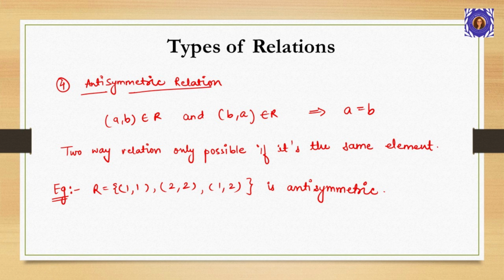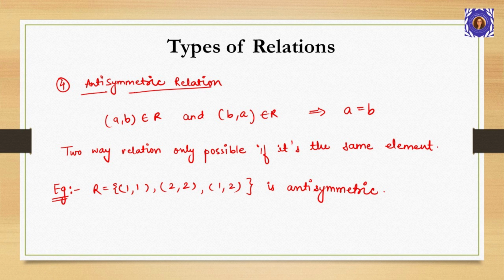Antisymmetric relations present an interesting contrast. A relation is antisymmetric if whenever both (a,b) and (b,a) are in the relation, then a must equal b. In other words, two different elements cannot be mutually related.